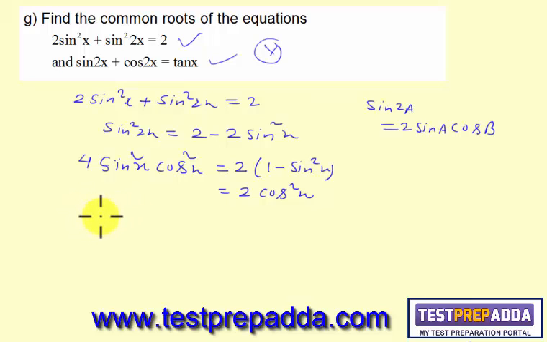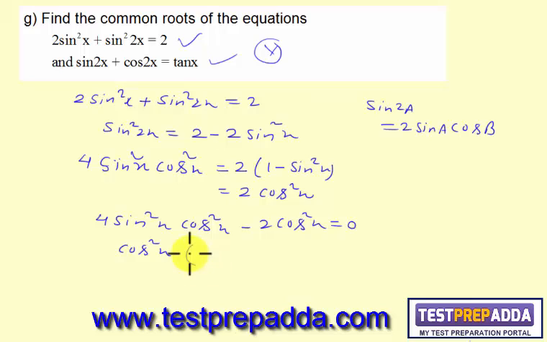We take common. Here it becomes 4 sine square x cos square x minus 2 cos square x is equal to 0. So I'll take cos square x common, and inside, 4 sine square x cos square x by cos square x is 4 sine square x, and 2 cos square x by cos square x is 2, so 2 sine square x minus 1 equal to 0. I'll consider this as 1.